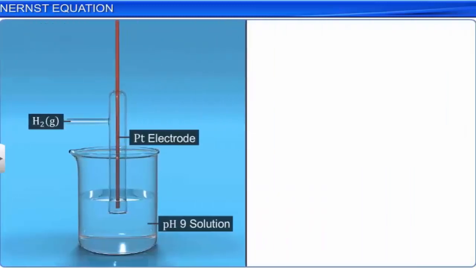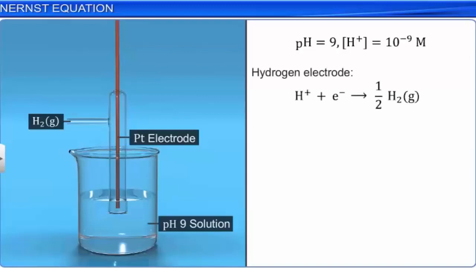Since we're told the pH is 9, the hydrogen ion concentration is 10 to the power of minus 9 molar. The equation for the hydrogen electrode is H plus plus 1 electron makes 1/2 hydrogen gas. We'll assume that the pressure of hydrogen is held at 1 atmosphere. From the equation, we see that 1 electron is involved, so n equals 1. By convention, the standard potential is 0 volts.